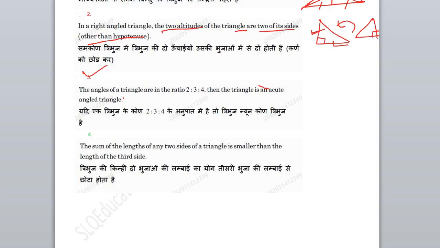The angles of a triangle are in the ratio of 2:3:4. Then that type of triangle is called an acute angle triangle. This is also true. How? If you take 2x, 3x and 4x as the three ratios of the angles of a triangle, their sum should be 180 degrees. So 2x plus 3x is 5x, 5x plus 4x is 9x. 9x is equal to 180 degrees.